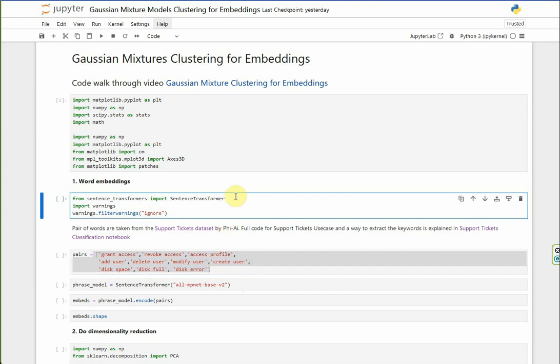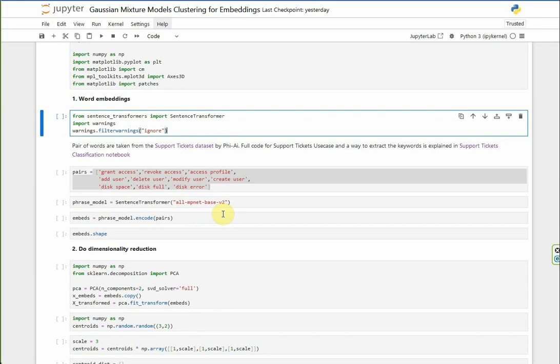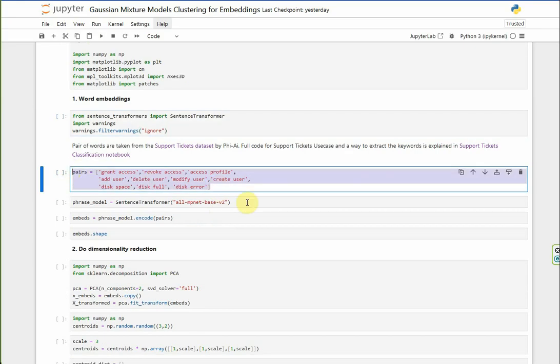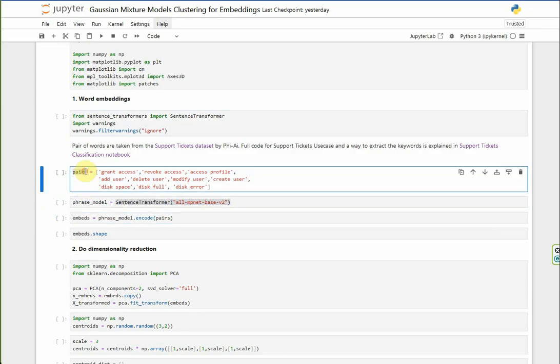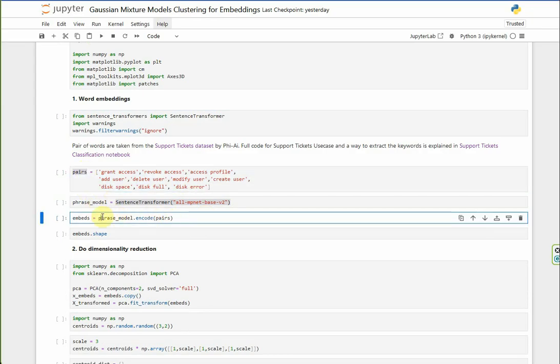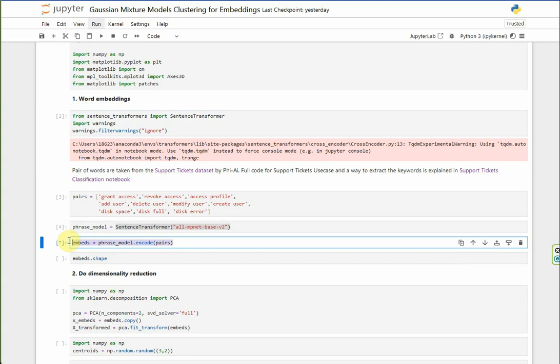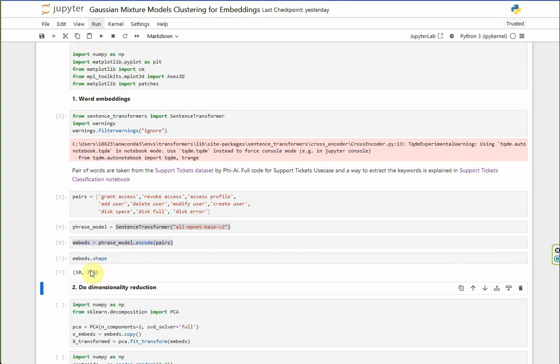Then, working with embeddings, we start off by importing the sentence transformer library, which will be our main library to deal with transformer large language models in this video. Then we use these 10 pairs of words and load the model all-mpnet-base-v2, which is a BERT-based transformer model. And then we encode our pairs using this model, and we get the embeddings for our pairs of words, and we can check the dimensions of these embeddings. So it's 768. 768 comes from the native dimensionality of embeddings for BERT-based models.